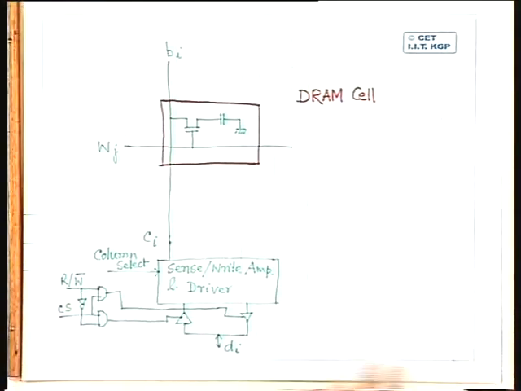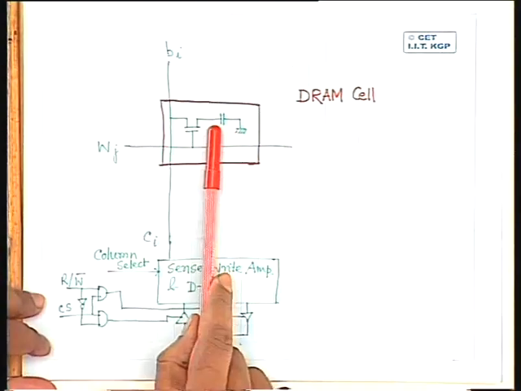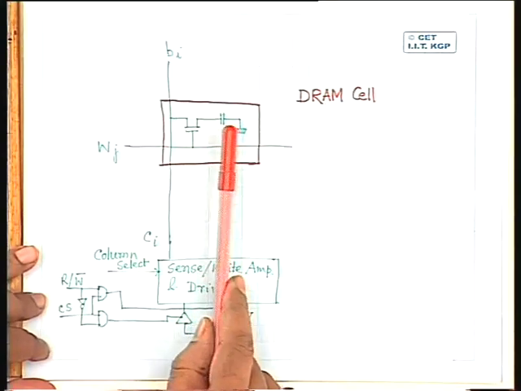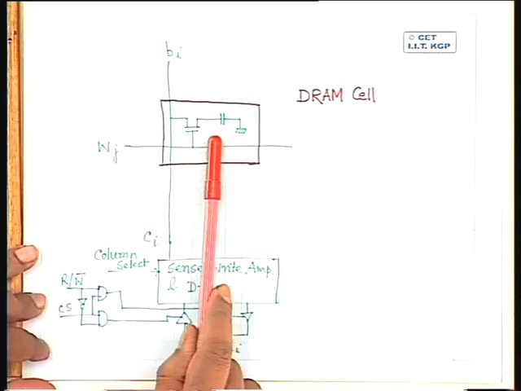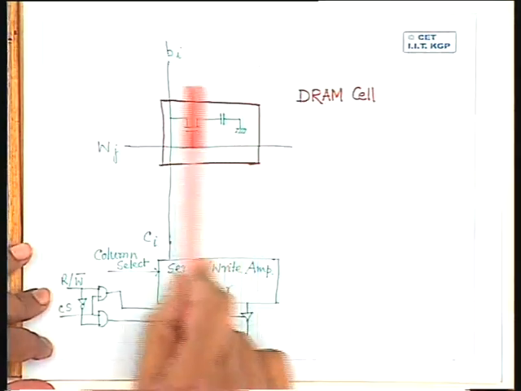Okay. So in this particular case, a bit 1 is stored in this cell whenever this capacitor is charged to a high voltage. If the capacitor is discharged, that means that bit that is stored in this cell is 0. I don't have any latch.